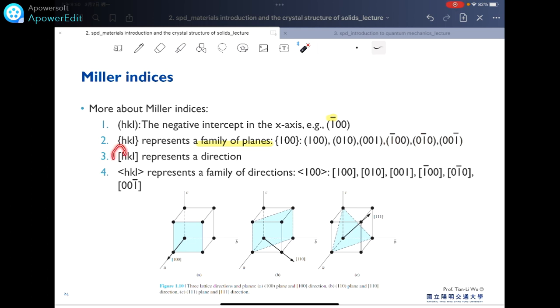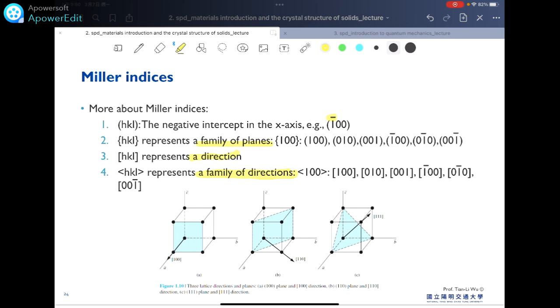And if we see this kind of bracket, that means we present a direction. This means this is a direction of the plane. And also if we see this style of bracket, that means this is a family of directions here. So in general, we just change the style of the bracket, and then that just has a little bit different definition.